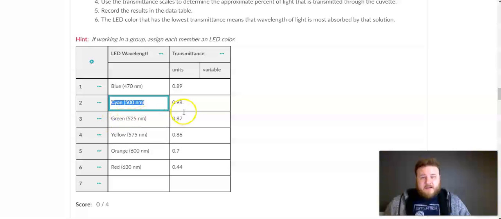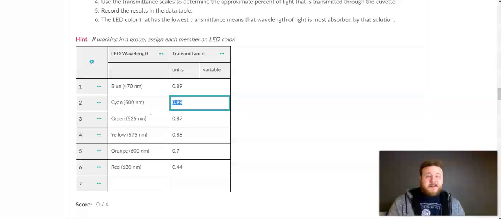Cyan, 98% of the light passed through. That's interesting, right? So what that means is that the color of that solution is more close to the cyan color than it is to blue or green.